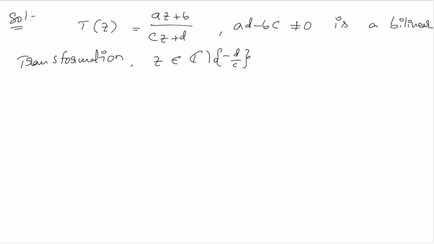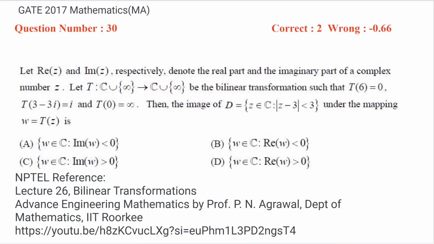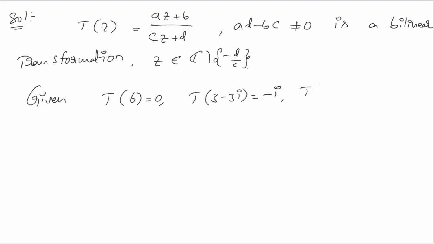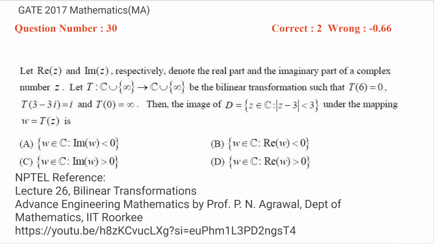So given that T of 6 equal to 0, comma T of 3 minus 3i is i, and T of 0 is infinity. So now from these three conditions, we have to formulate the bilinear transformation, and when we formulate that bilinear transformation, we can find the image of this set under it. So firstly, for this we have to calculate the bilinear transformation.